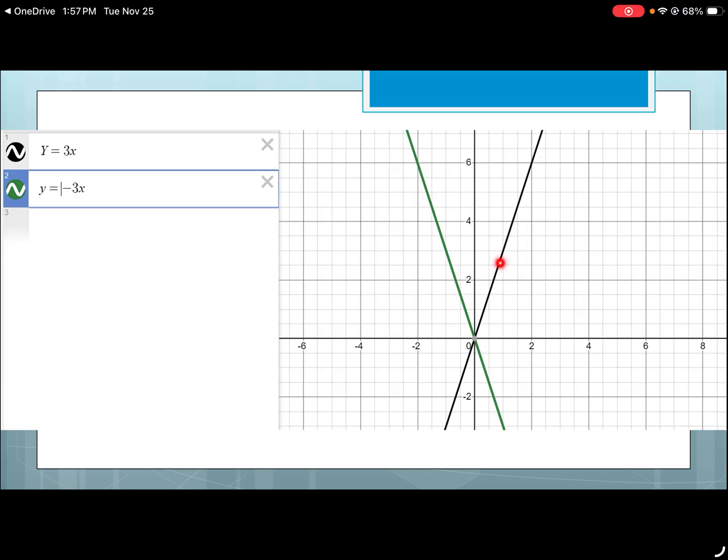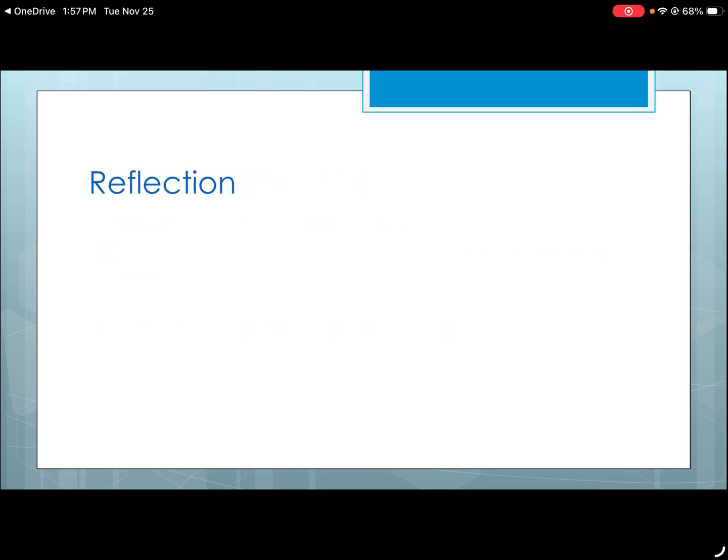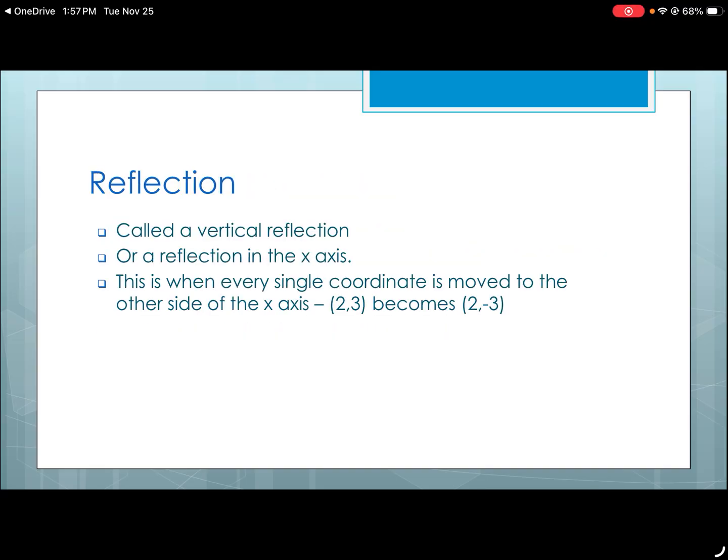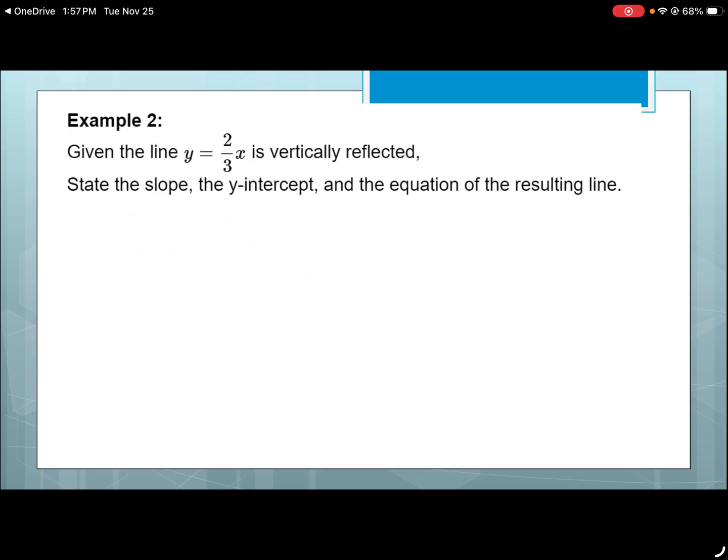The black line would turn into the green line, wouldn't it, if I put a mirror here? Okay. So this is where every single coordinate is moved to the other side of the x-axis. So 2, 3 becomes 2, negative 3. The y-intercept stays the same. The slope changes sign. That's it. So slope changes sign, y-intercept stays the same. That's it. Cool. Here we go.